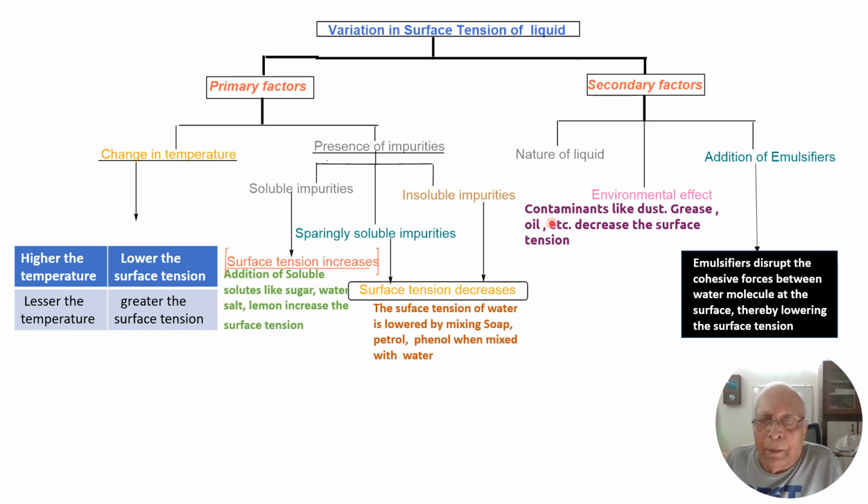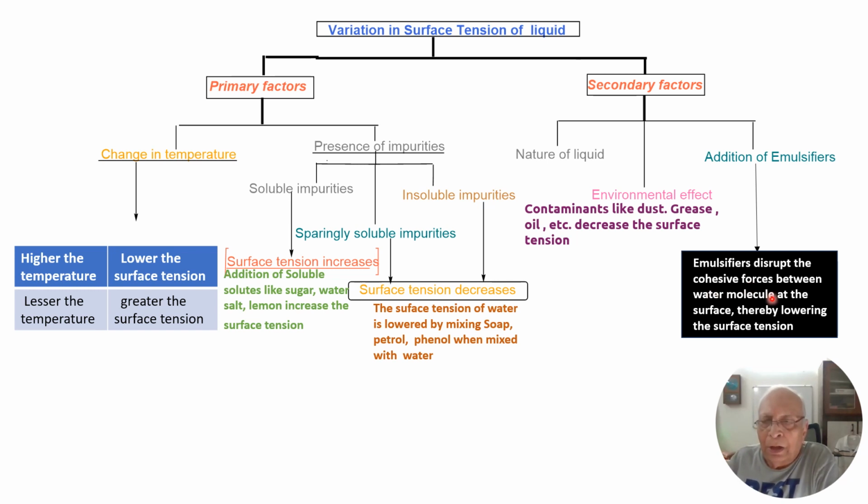Environmental effect may be contaminants like dust, grease, oil, etc., which are present at the surface of the liquid. They gradually decrease the surface tension. Then addition of emulsifiers. Emulsifiers are the substances which are added between two immiscible liquids. Emulsifiers disrupt the cohesive forces between water molecules at the surface, thereby lowering the surface tension.